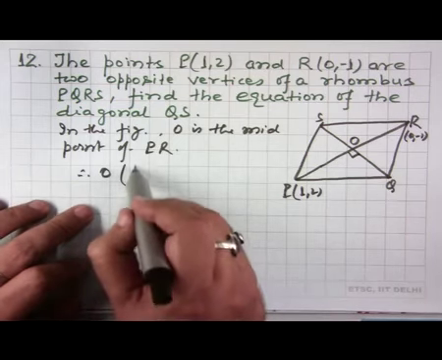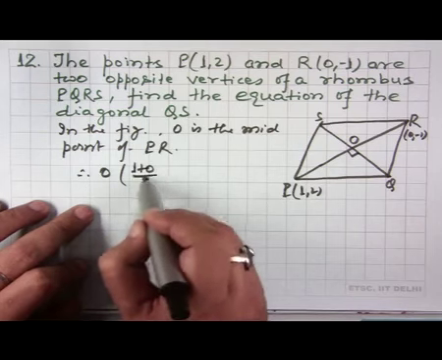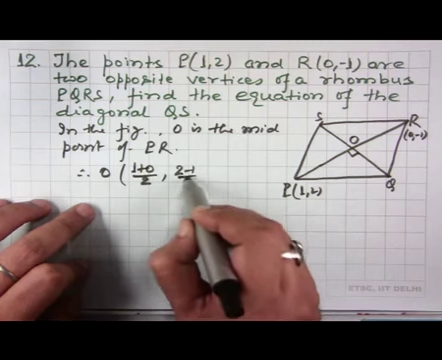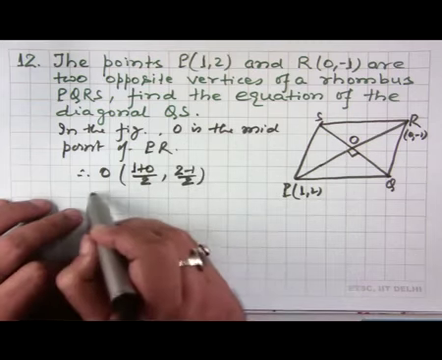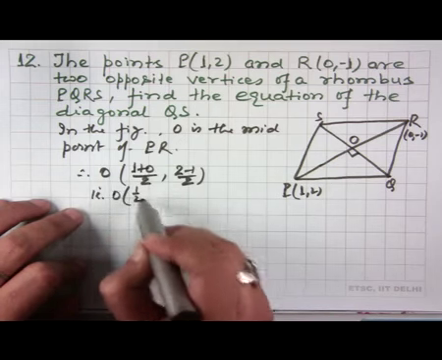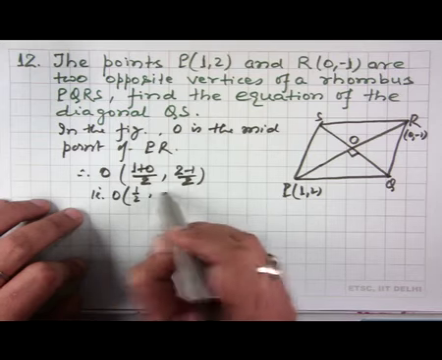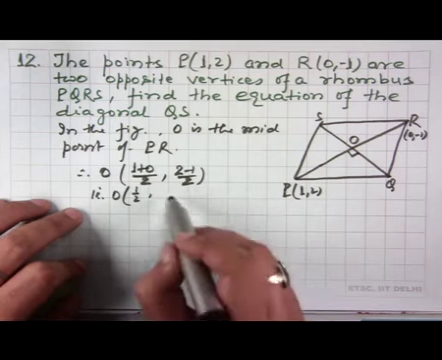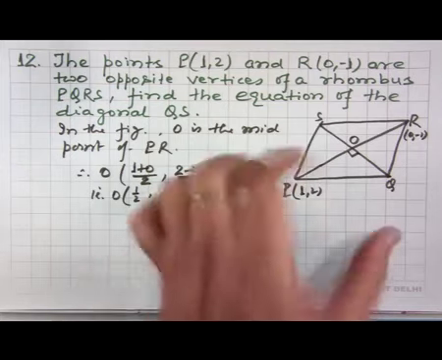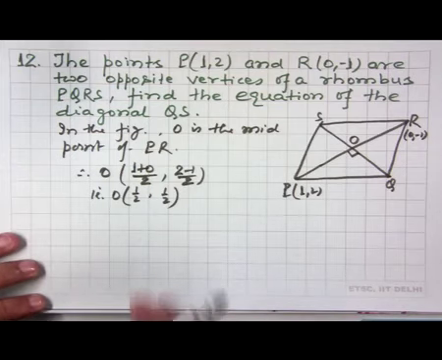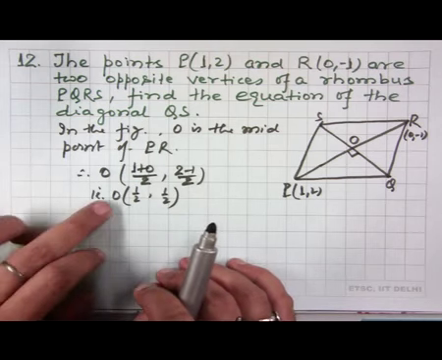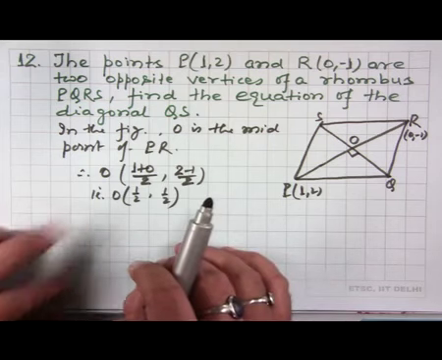So coordinate of O is (1 plus 0) by 2 and (2 minus 1) by 2, that is 1 by 2 and 1 by 2. One piece of information about this diagonal QS is now known, that the point (1 by 2, 1 by 2) lies on this QS.